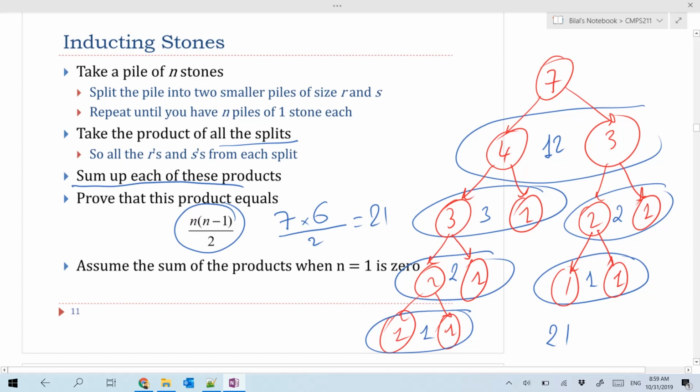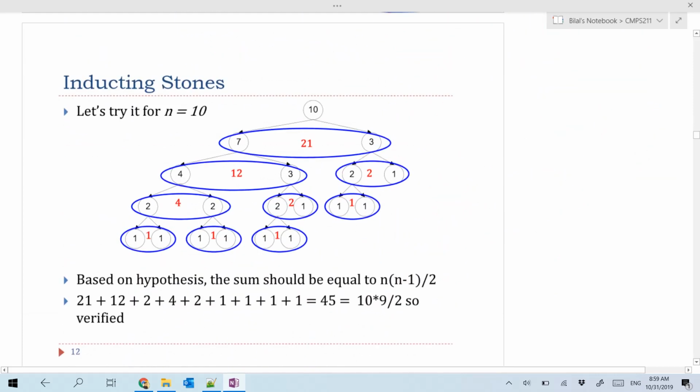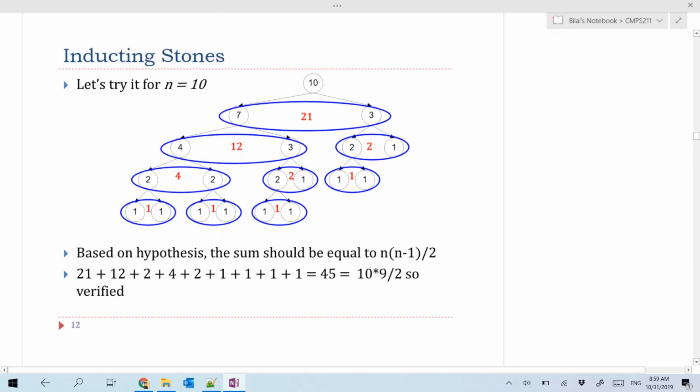Assume that the sum of the products when n is equal to 1 is 0, because we cannot divide a pile that is equal to 1, or just in case you would divide it into a pile of 1 and a pile of 0 stones. If you do the product, it's 1 times 0, which is equal to 0, okay? We could consider another base case for 2, for example. For 2, it's 1 and 1, if you multiply, and then you obtain the right answer. So here you have another example in the slides, and you can check that it really works.